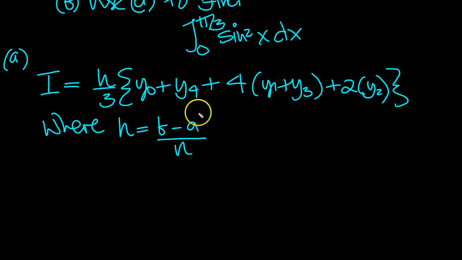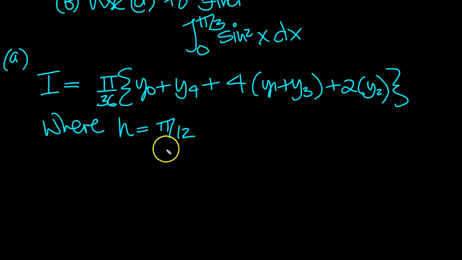h is b minus a over n. b is pi over 3, a is 0, so pi over 3 is on top, over n, which is 4, so that's pi over 12. So let's put that in for h. We're going up by increments in the interval of pi over 12. Here h over 3 will be pi over 36, so we'll put that in as well.